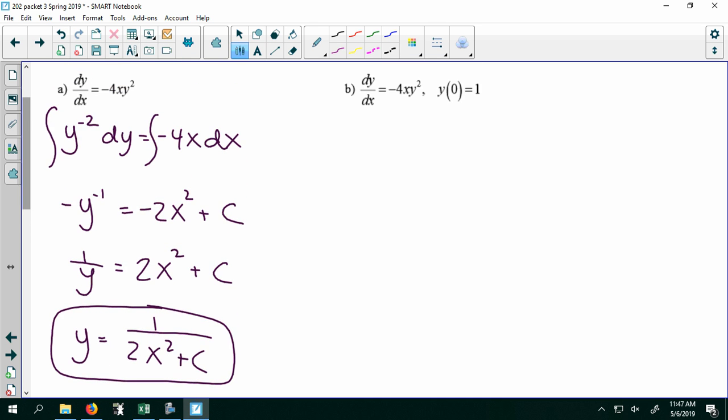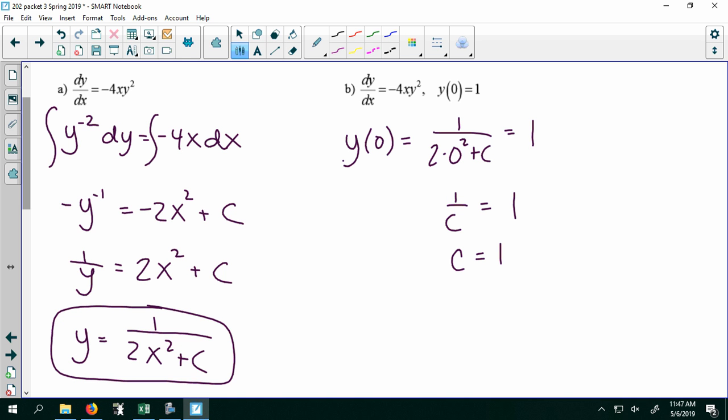And then part B just is asking me to solve the same differential equation with an initial condition, that y of 0 equals 1. So y of 0, that means plug a 0 in for all my x's. So I get 1 over 2 times 0 squared plus c has to equal 1. So 1 over c has to equal 1, which means c is 1.